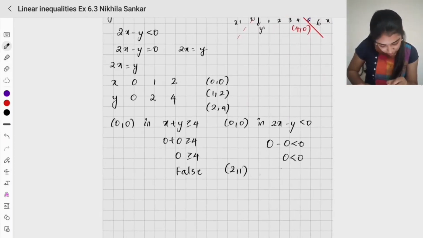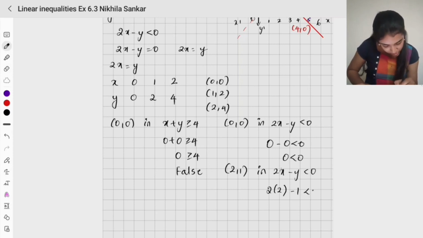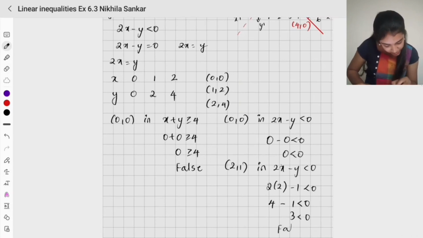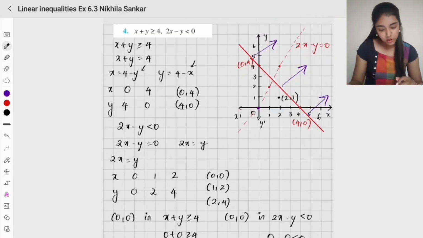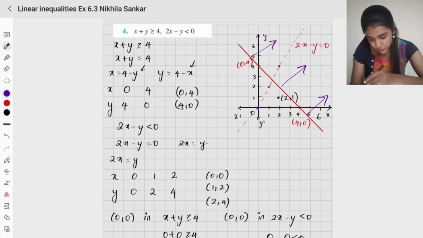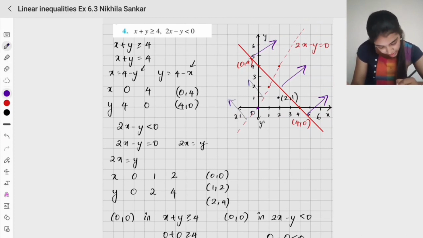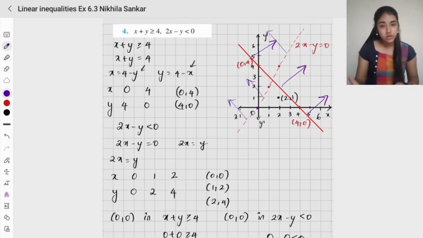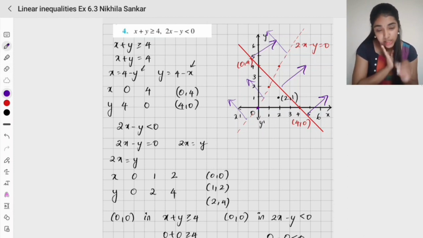So let's check 2, 1. 2, 1 in 2x minus y less than 0. So I have 2 times 2 minus 1 less than 0. So 2 times 2 is 4, minus 1 less than 0, 3 is less than 0. So which is false. That means 2, 1 is not included. If 2, 1 is not included, the graph is going to go to the other side. So that side is included. Okay. Be very careful. You cannot substitute 0, 0 for every question. So in that way you have to take a different point to actually check. Because 0, 0 is a point itself. Correct? So you have to take a different point to check.